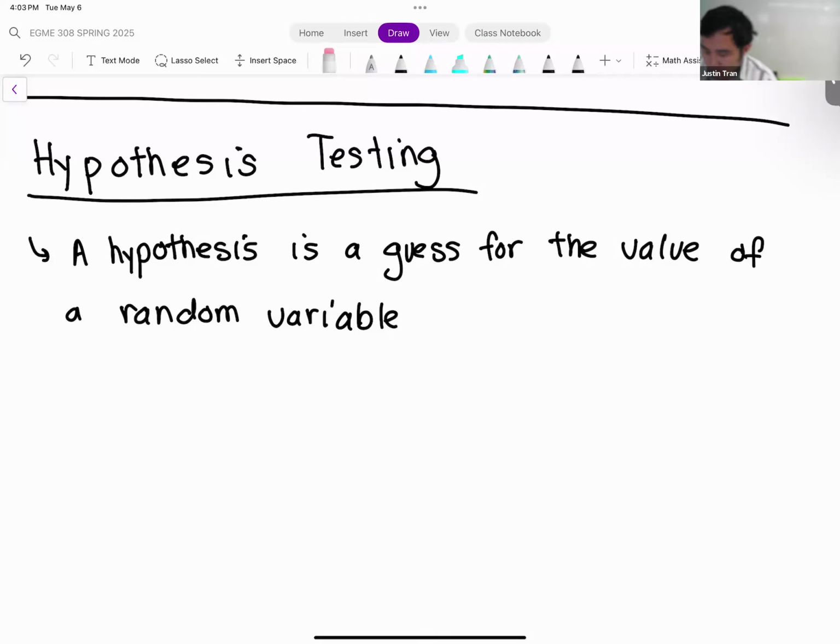We'll stop there. So hypothesis is a guess for the value of a random variable. Okay. And the thing that's unique about this is that we're going to have the ability to actually test that and validate that. Okay. So not only are we going to perform a guess for the value of a random variable, we can also perform experiments to verify that as well.